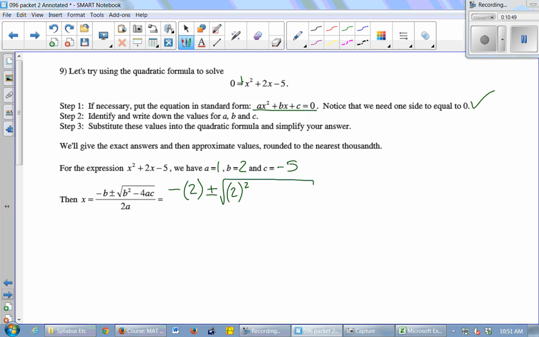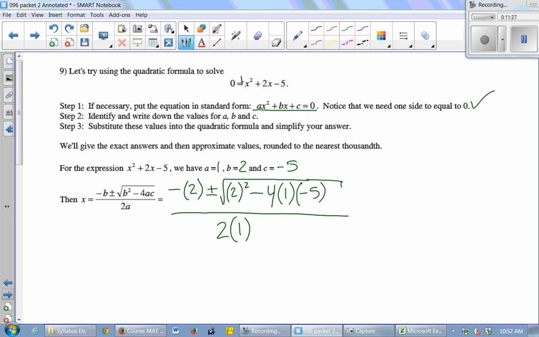Next symbol is a subtraction sign. Then a 4. Always use 4. And then I'm going to put in my a value. What is a? 1, parentheses 1, times c. So I put in parentheses -5. Replace the c with a -5. I'm going to put parentheses around each number that I plug in. And then this is going to be all divided by 2 times my a value, which is 1.